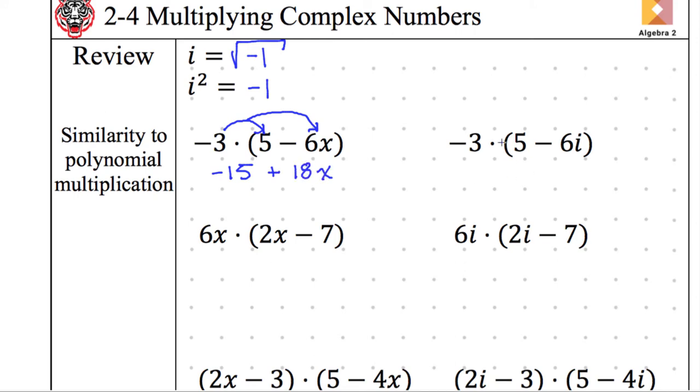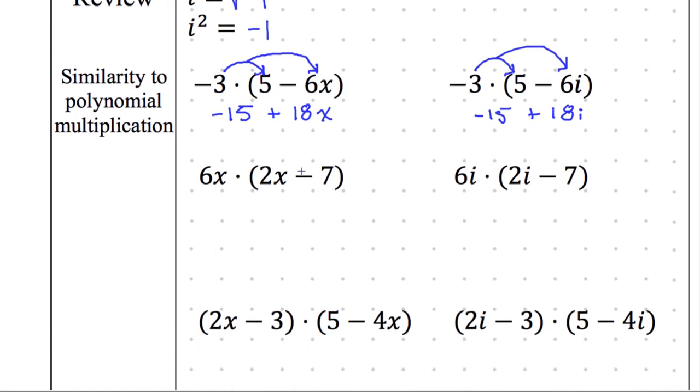Well, let's look at how that applies when I'm doing complex numbers. It's the same thing. -3 times 5 is -15. -3 times -6i is a positive 18i instead of x. Alright, what I want you to do is try this next one: 6x times 2x minus 7. I know you know how to do that. Pause the video now and go ahead and attempt this one. This one's going to be a little bit different though.